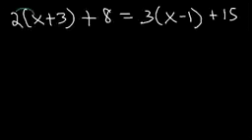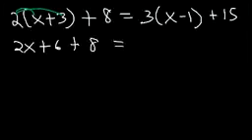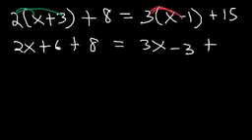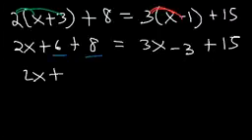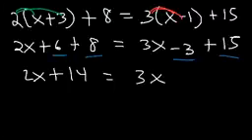2 times x is 2x. 2 times 3 is 6. On the right side, 3 times x is 3x, and 3 times negative 1 is negative 3. On the left side, I'm going to add like terms. That's the 6 and the 8. 6 plus 8 is 14. And on the right side, we can add negative 3 plus 15. Negative 3 plus 15 is the same as 15 minus 3, which is positive 12.